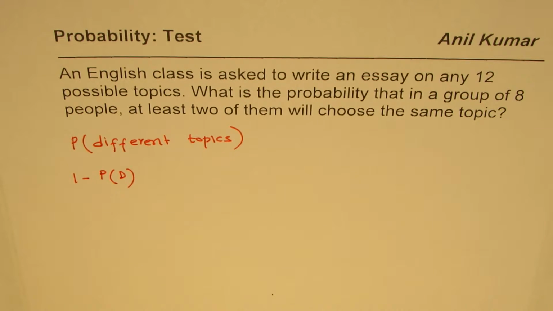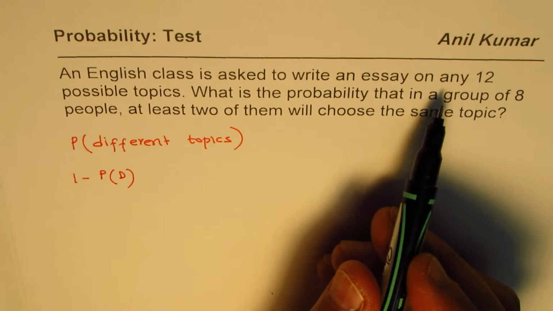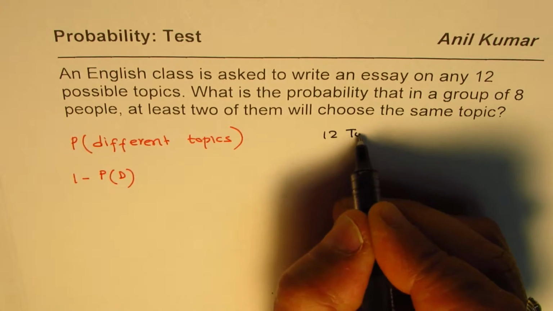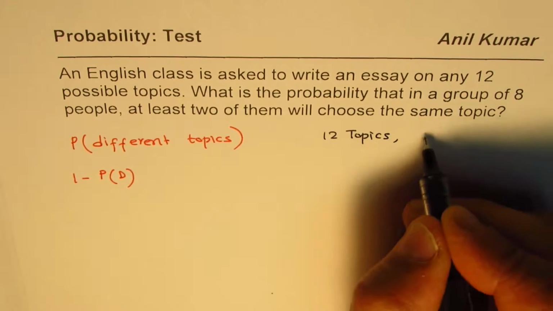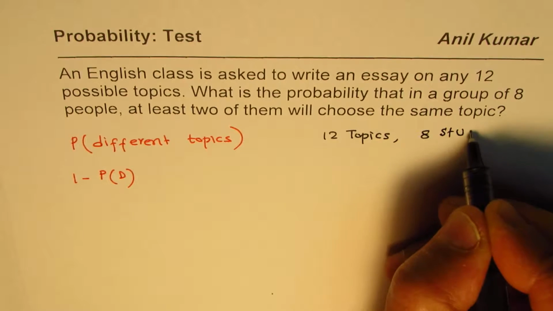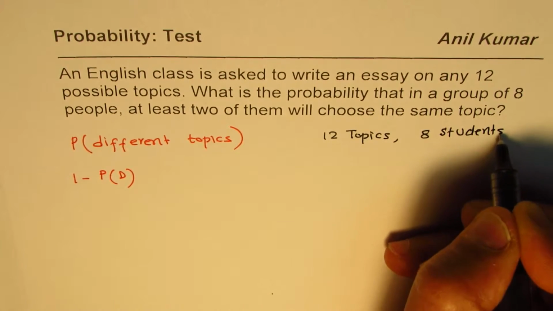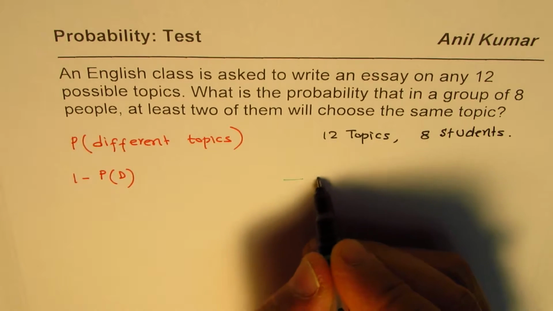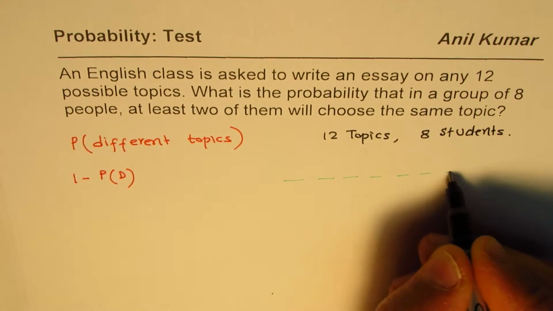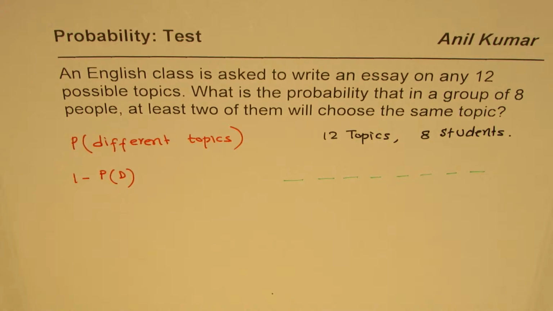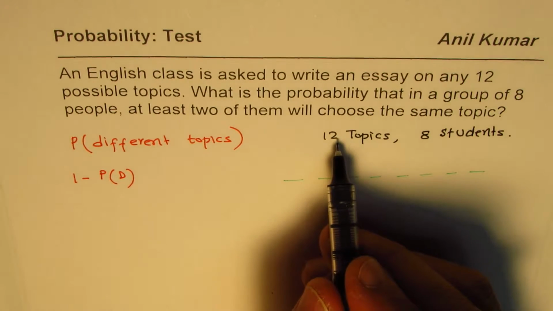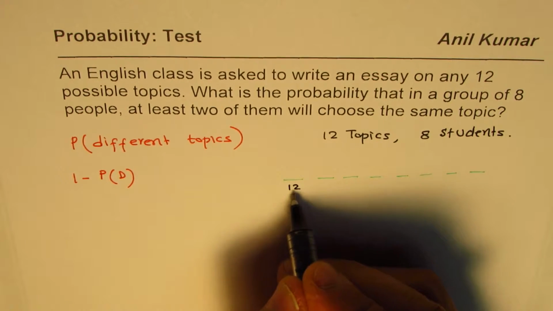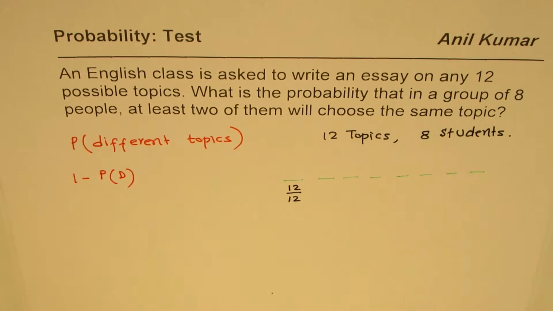Now let's try to figure it out. There are 12 topics and 8 students. So the 1, 2, 3, 4, 5, 6, 7, 8. Now the probability of the first student choosing a different topic: there are 12 open topics, so it is 12 over 12. So all 12 topics are open.